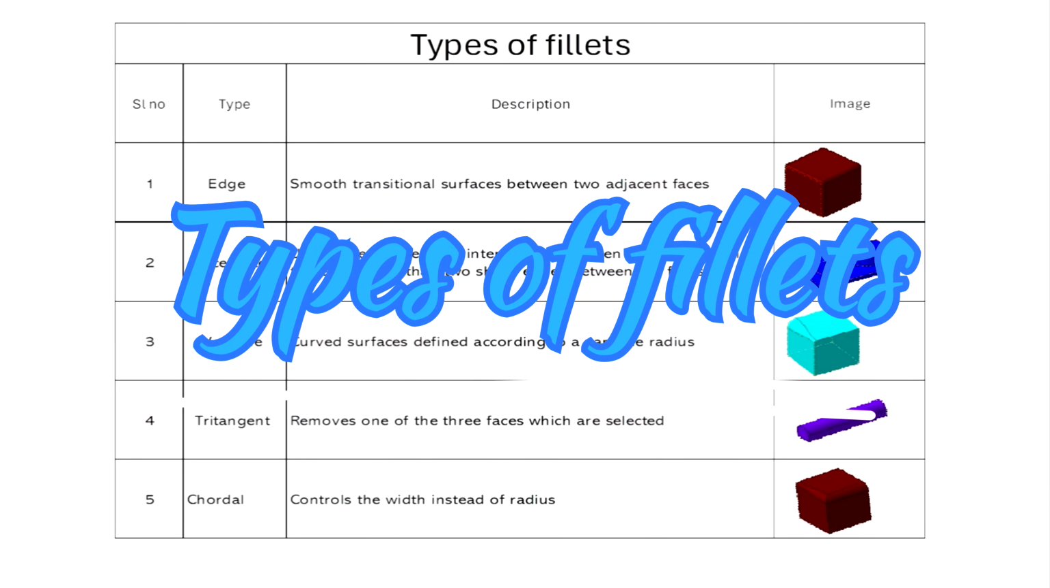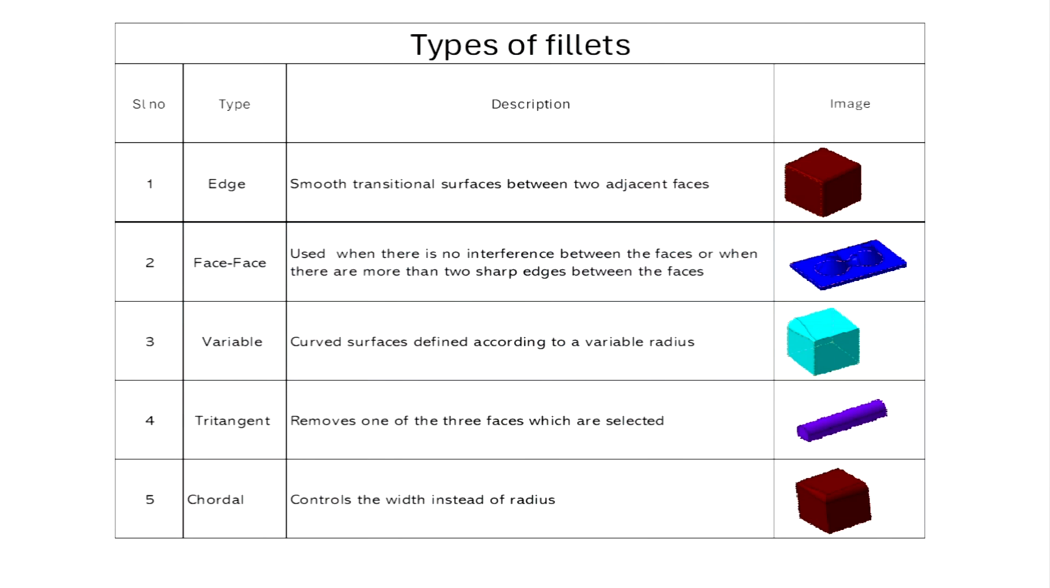Types of fillets. There are several types of fillets available in CATIA. Here the first one is the edge fillet. Edge fillets are used for smooth transitional surfaces between two adjacent faces. Like here in this cube, there are different numbers of faces. To make it smooth, we use the edge fillet here to smoothen the sharp corner.